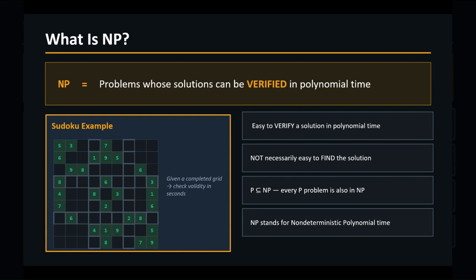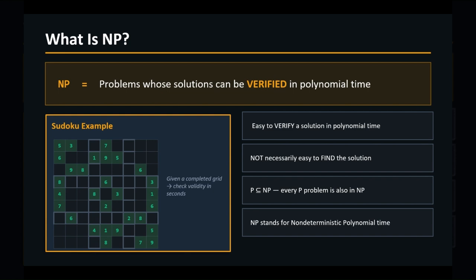Sudoku is a perfect example for this. Look at the grid on the screen. If I hand you a completed Sudoku and ask, is this valid? You just scan each row, column, and box for duplicates. Easy, it's polynomial. But if I hand you an empty Sudoku and say, find the solution, that's a different problem. There is no known polynomial algorithm for that.